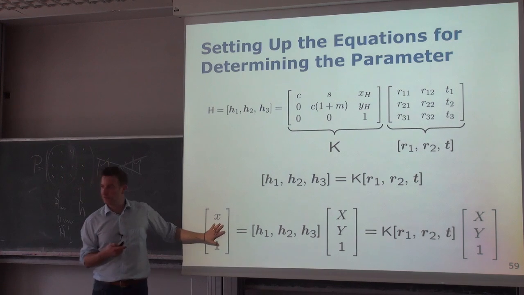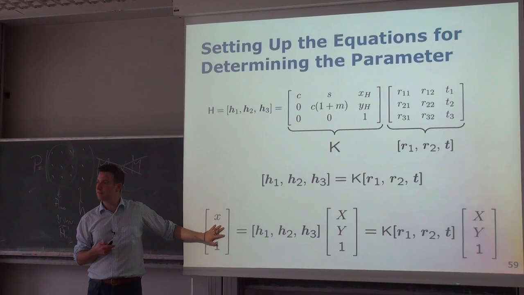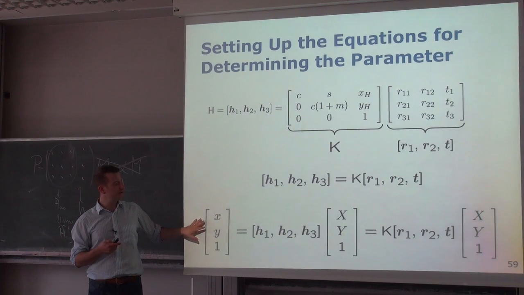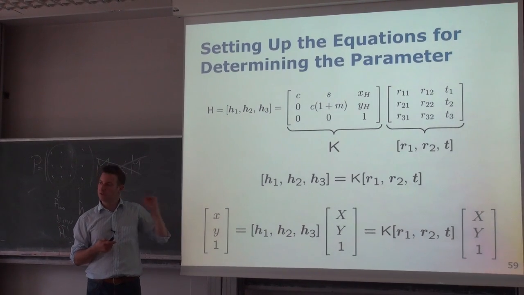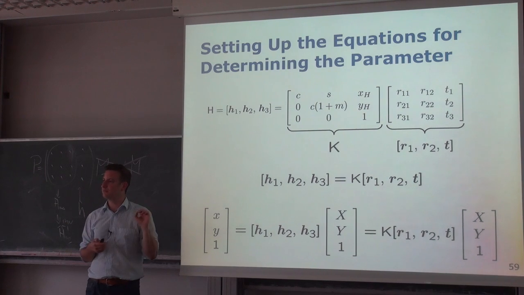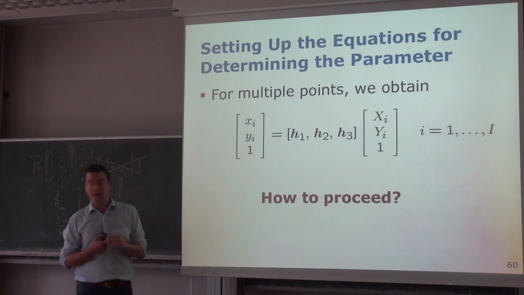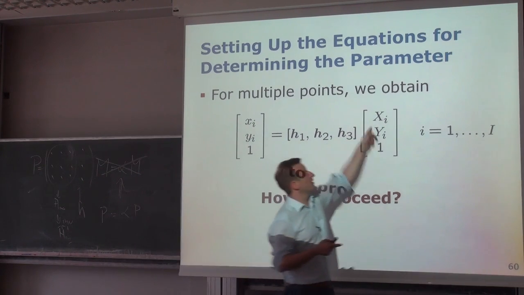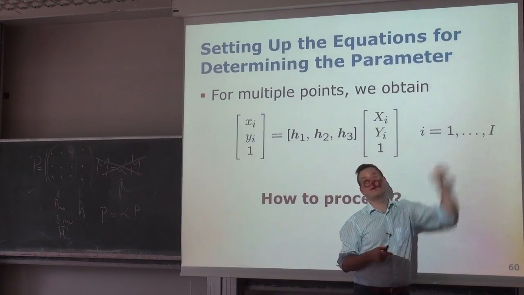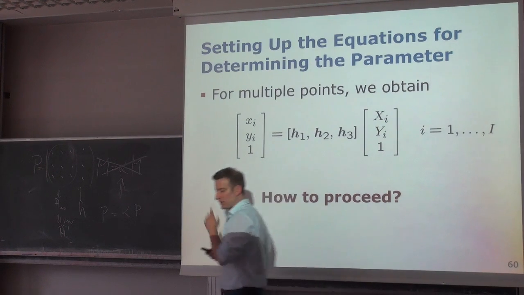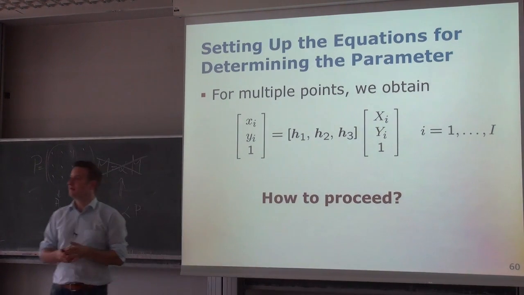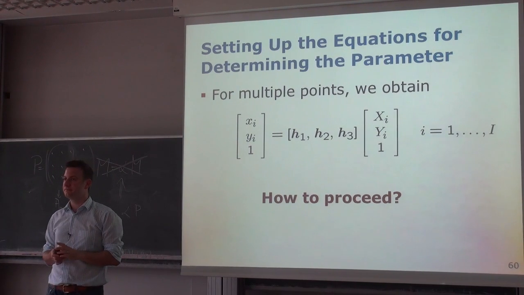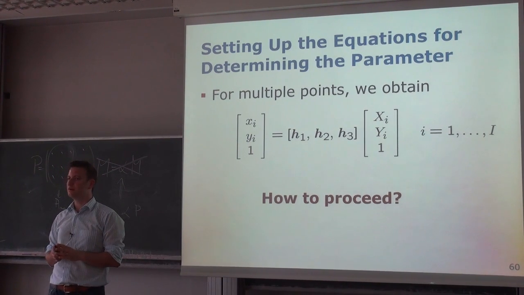I get that for one single point like this. But I can do this for every point on my checkerboard. So if I do this for all my points on my checkerboard, I simply have this system over here for I different points on my checkerboard. And I want to estimate this homography over here. How do I do that? How do I proceed?